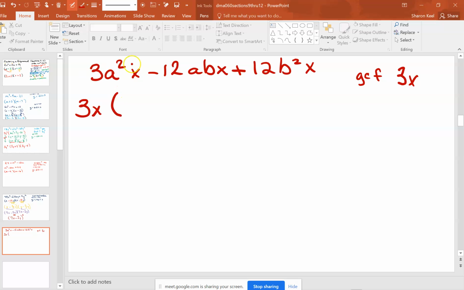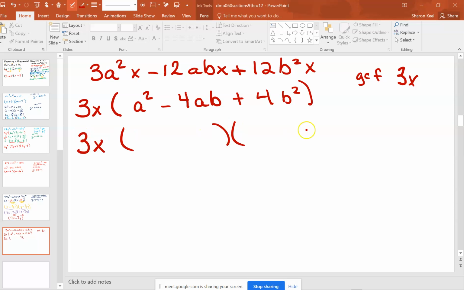When I factor out 3x, this becomes a squared minus 4ab plus 4b squared. Now this is similar to the one a moment ago with the x squared, y squared. So this is still going to work. We've got our 3x, and then this is going to get factored here. It's going to start with an a. They're both going to end with a b.